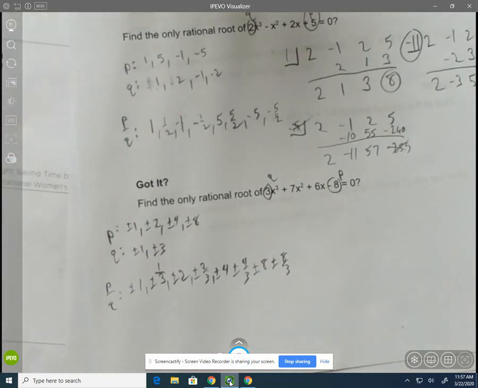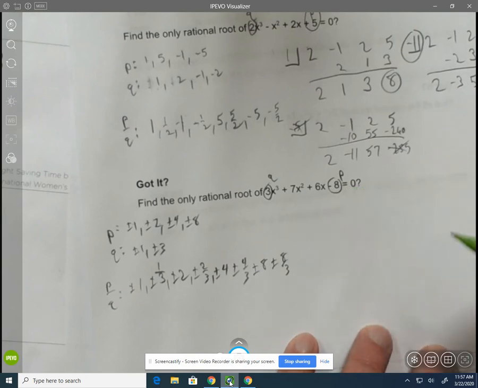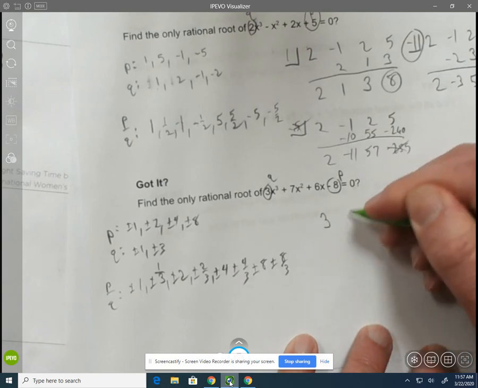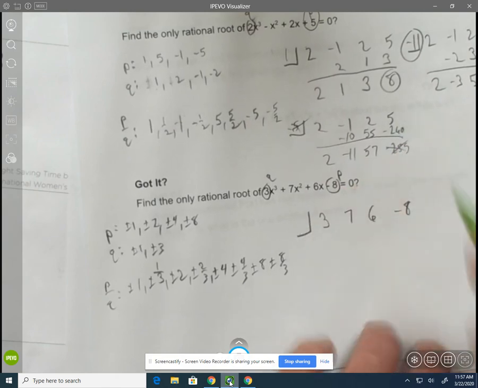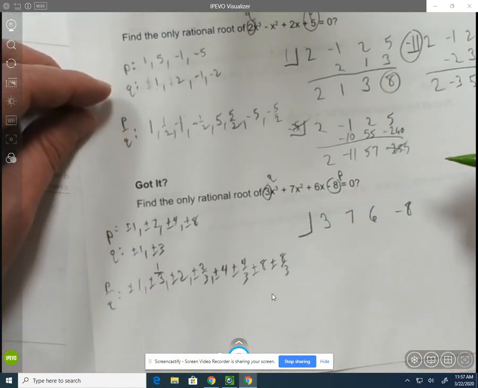Okay, so tell me what you're thinking here. Let me see. 3, 2. They didn't skip any, so that's a good thing. 3, 7, 6, -8. Only one of those works. Let's see which one it is here. What are you feeling?